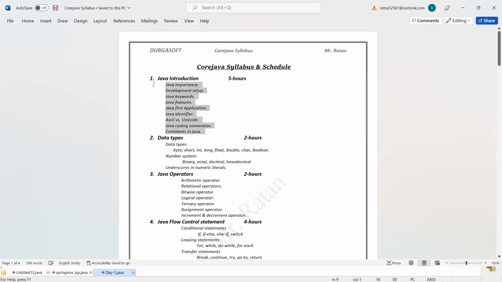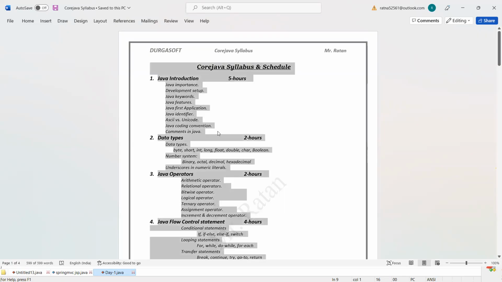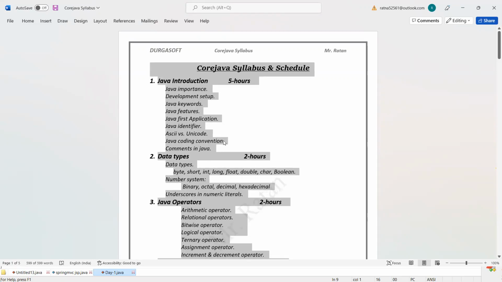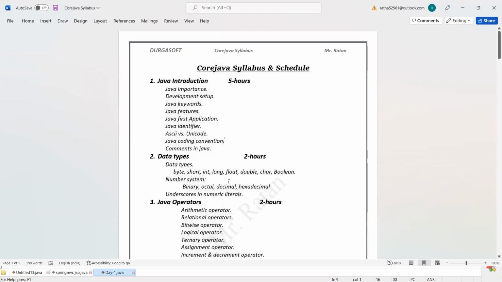First, the Java introduction part, we will see. Java introduction, data types. Java introduction covers Java importance, development setup, Java keywords, features of Java, first application, Java identifiers, Java coding conventions, comments in Java. So we'll discuss the first one, Java introduction, right?